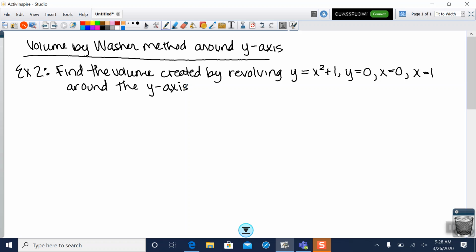So again, the key for me to understanding these questions is to get a good picture so you have a clear understanding of what it is that you're trying to rotate. So we're going to start by drawing this graph. I might need some more room than that. Hang on, let me try again.